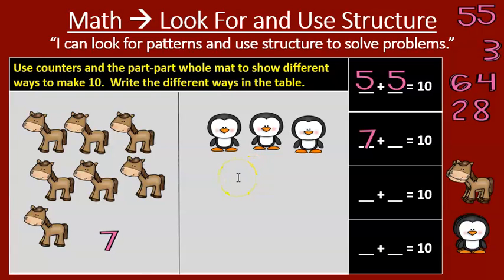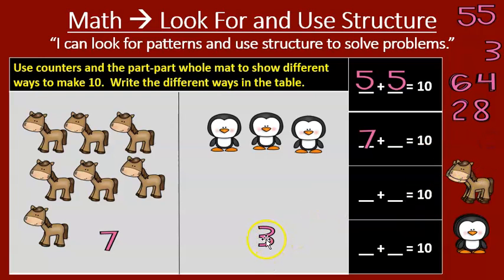Let's count it again in case you're confused. Watch. 7, 8, 9, 10. Now we have enough penguins and we have enough horses to make 10. How many penguins are on this side? Let's count. 1, 2, 3. So watch, I'm going to get 3. I'm going to put 3 here.